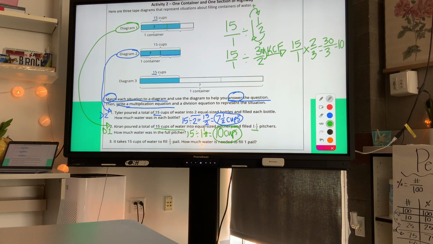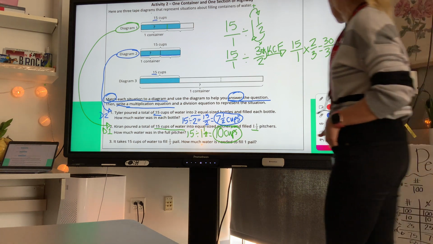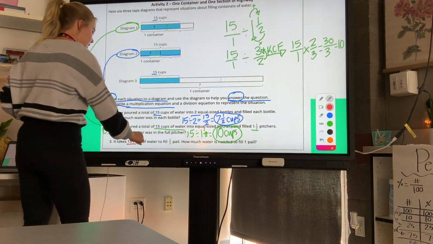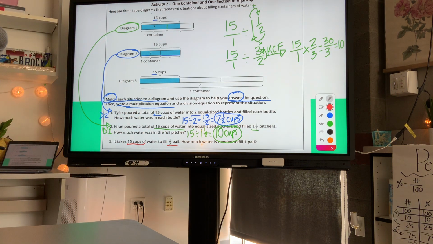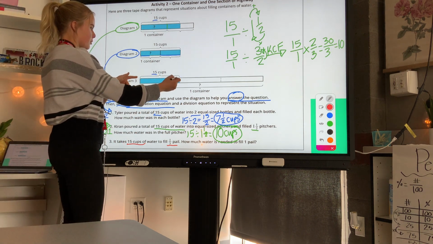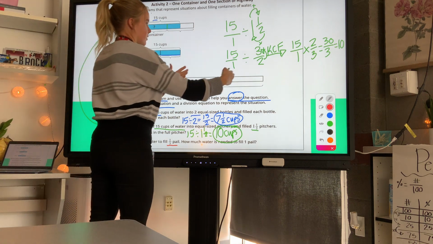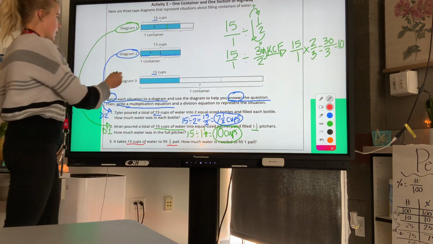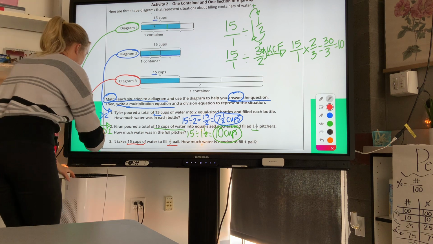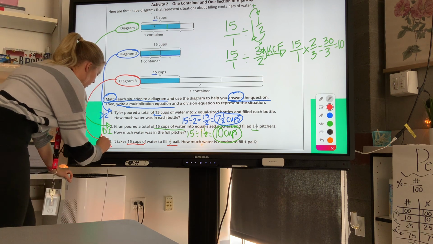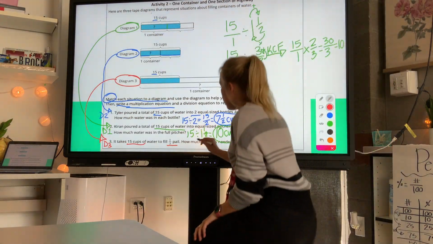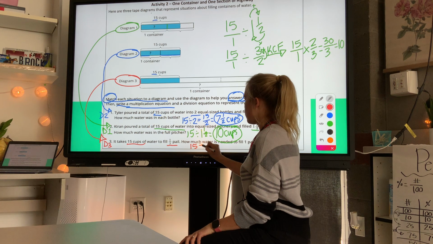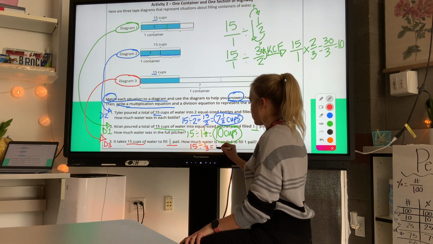Okay, last one. Let's do it in red. It takes 15 cups of water to fill 1/3 of a pail. How much water is needed to fill 1 pail? So we have 15 cups of water and it's filling 1/3, okay? So it looks like diagram 3 matches with number 3. So I'm gonna say diagram 3. Make sure you get it matched correctly. So it takes 15 to fill 1/3. So if we do 15 divided by 1/3, that would give us our answer.